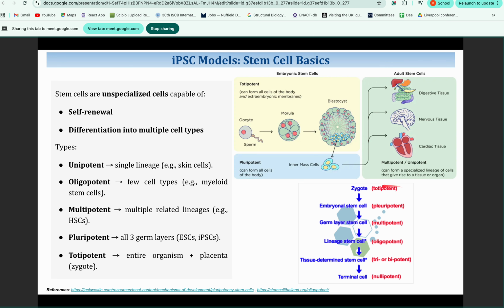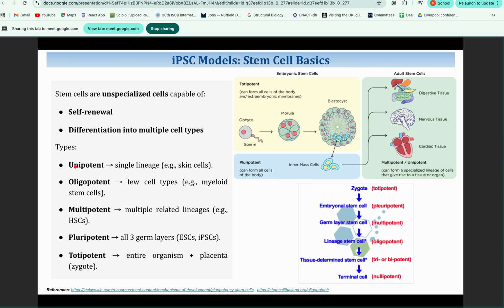Okay, so here I have shown a table. The zygote is totipotent, embryonic stem cells are pluripotent, specifically the inner cell mass. Then germ layer stem cells are multipotent, lineage stem cells are oligopotent, tissue-determined stem cells are bi- or tripotent, and then come terminal cells, which are nullipotent. That means they cannot give rise to any other cells. They are the last ones, such as skin cells.